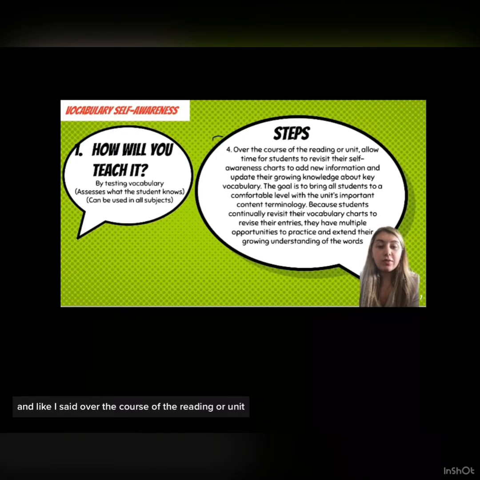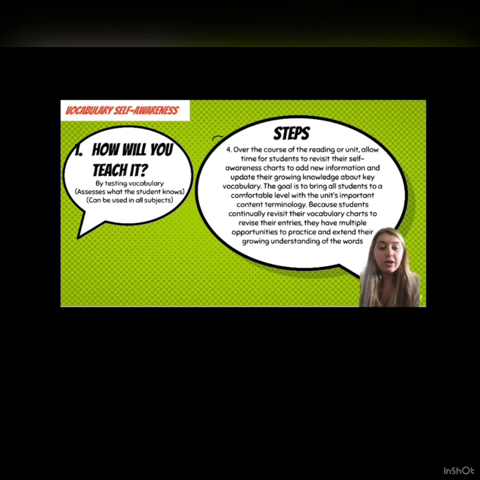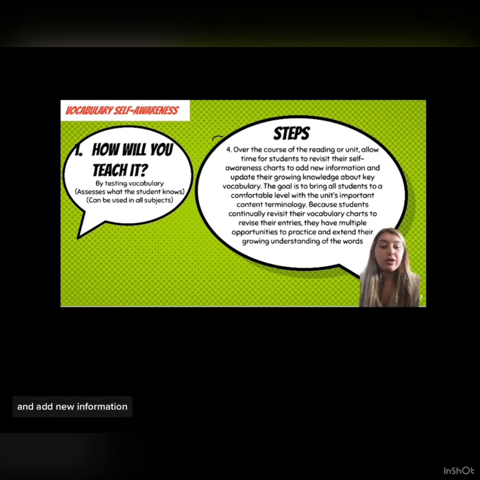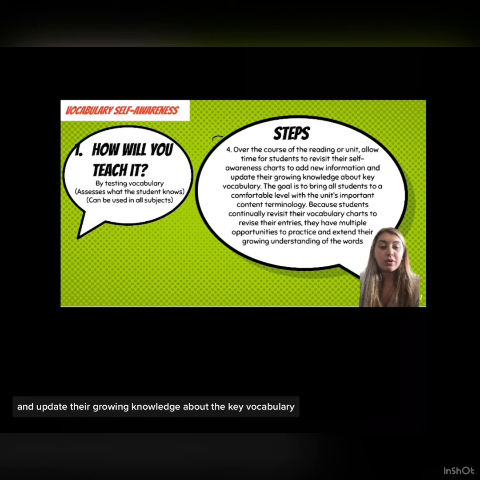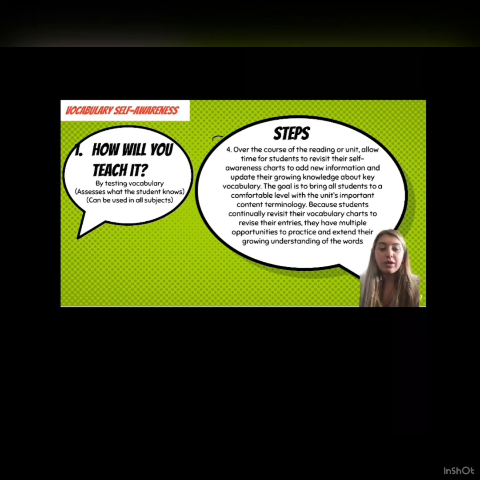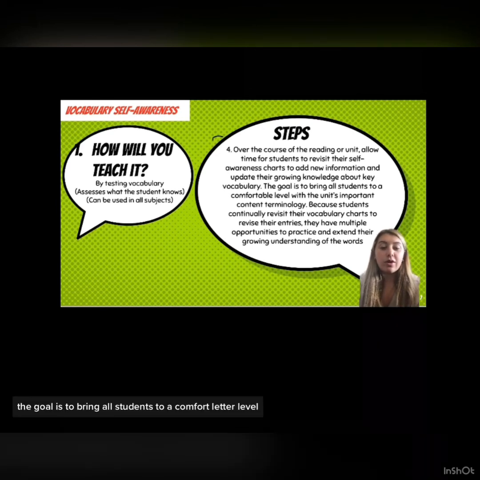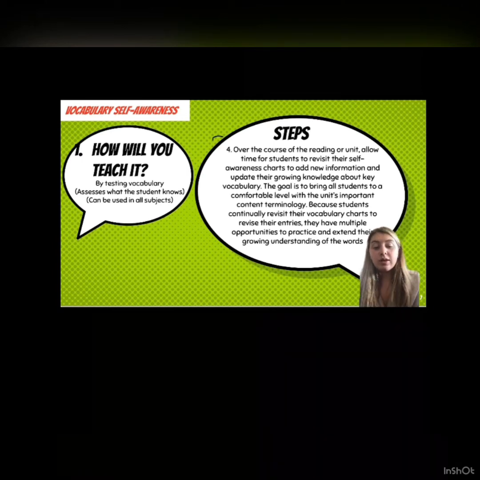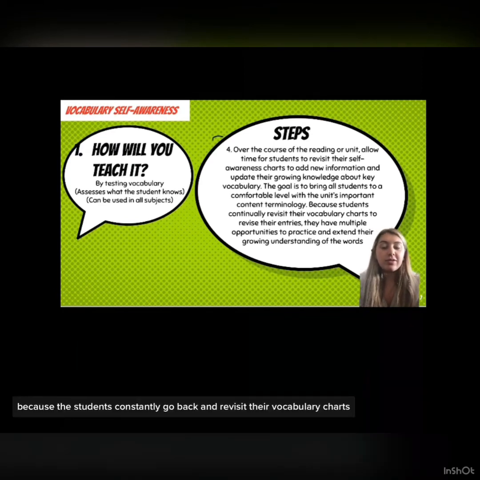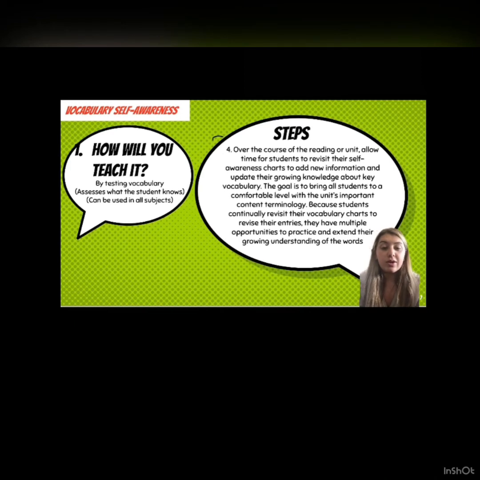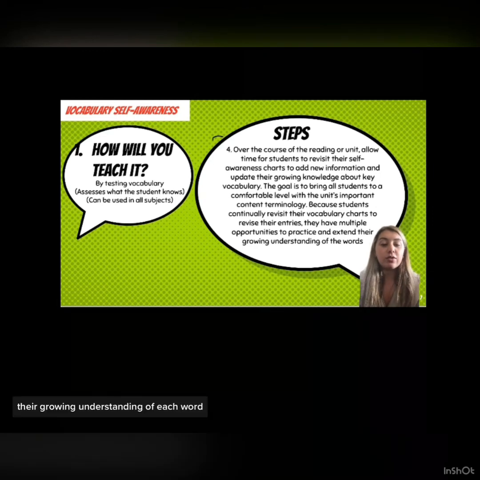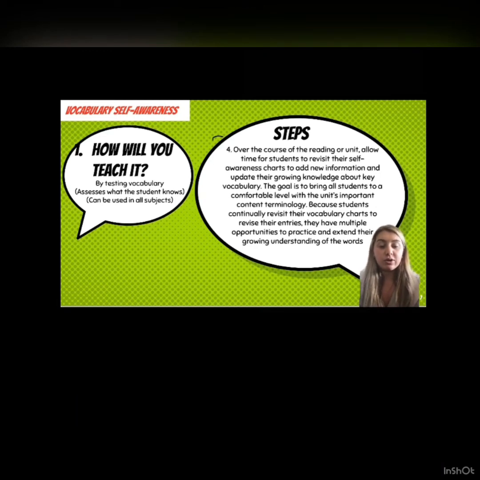And like I said, over the course of the reading or unit, allow time for students to revisit their self-awareness chart and add new information and update their growing knowledge about the key vocabulary. The goal is to bring all students to a comfort level with the unit's important terminology. Like I said before, because the students constantly go back and revisit their vocabulary charts, they have multiple opportunities to practice and extend their growing understanding of each word.